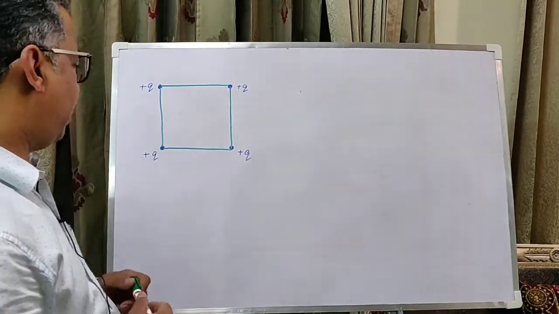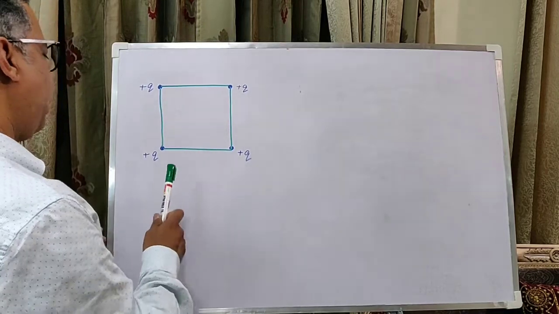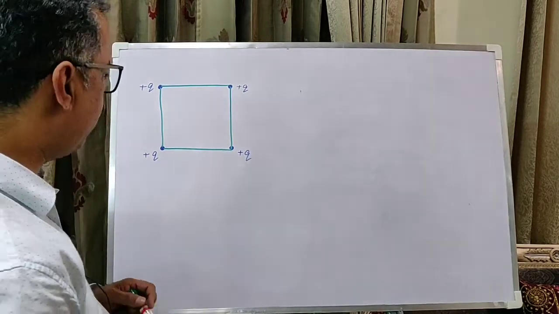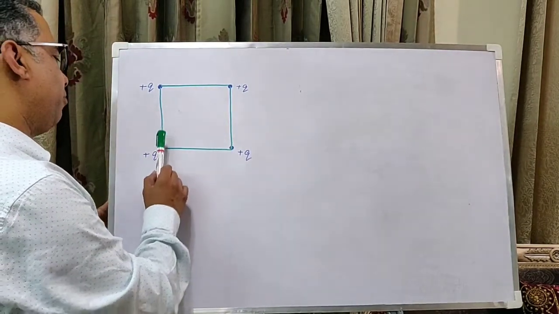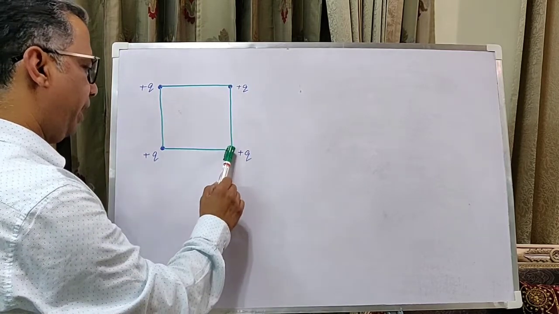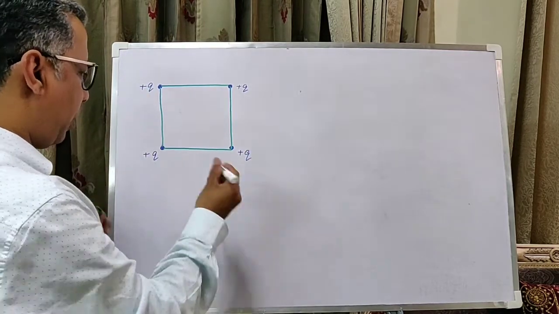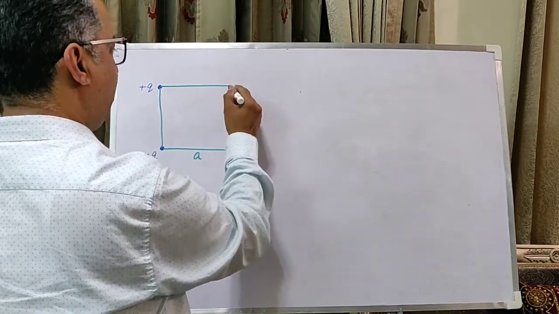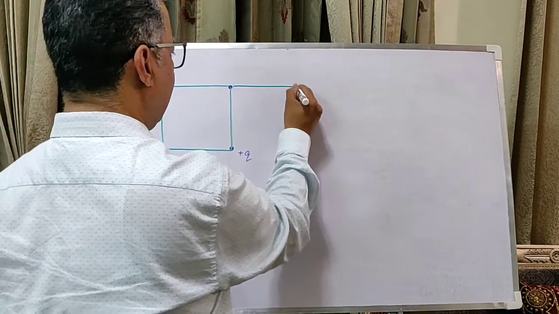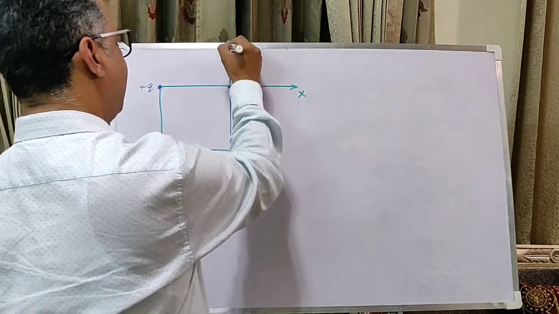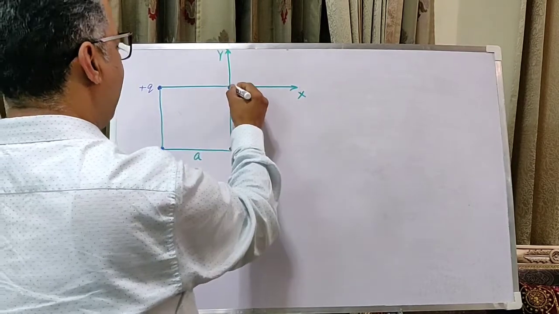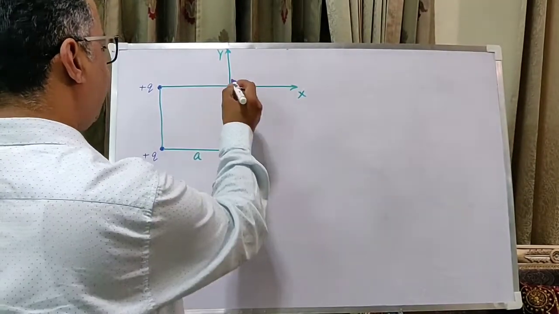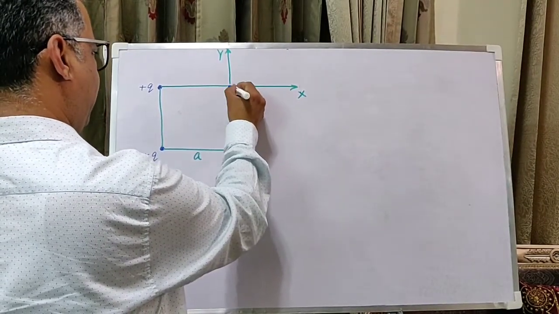So, the example on the superposition principle. Let's consider four charged particles, each carrying a charge plus q, placed on the vertices of a square of side a. Let's say this point is the origin, this is the positive x direction, and this is the positive y direction, and we are interested in calculating the net force acting on the charged particle placed at the origin.